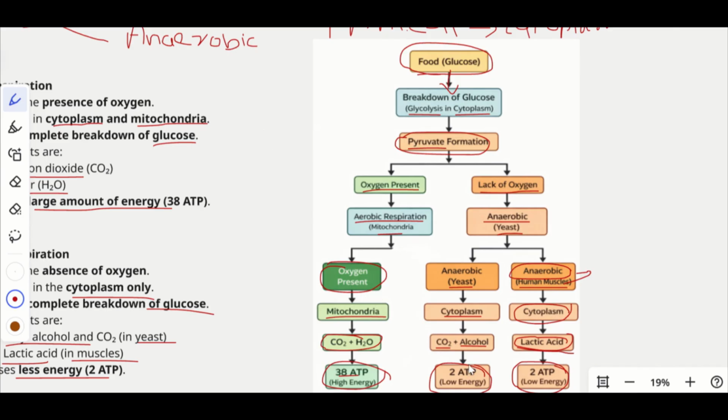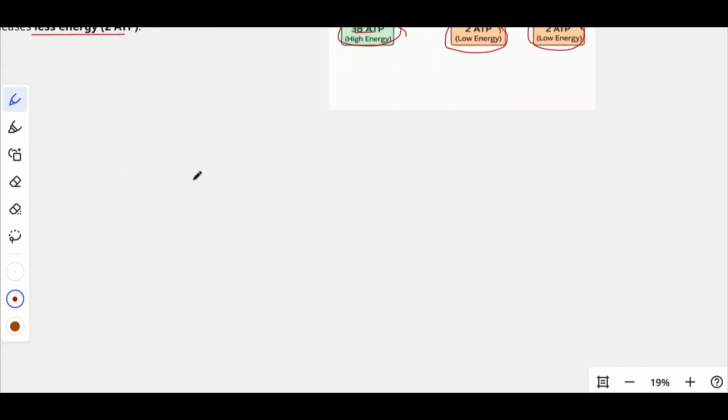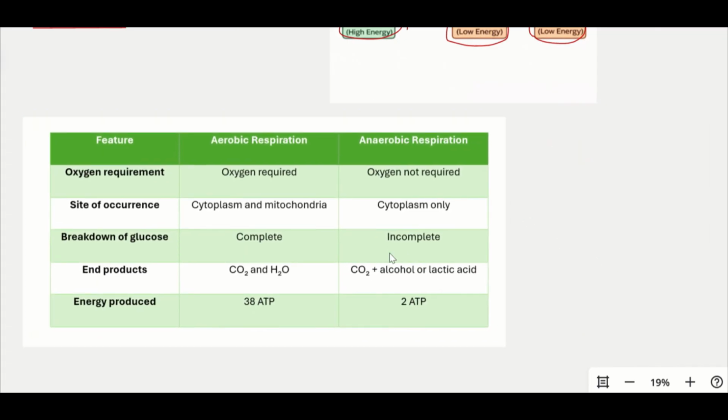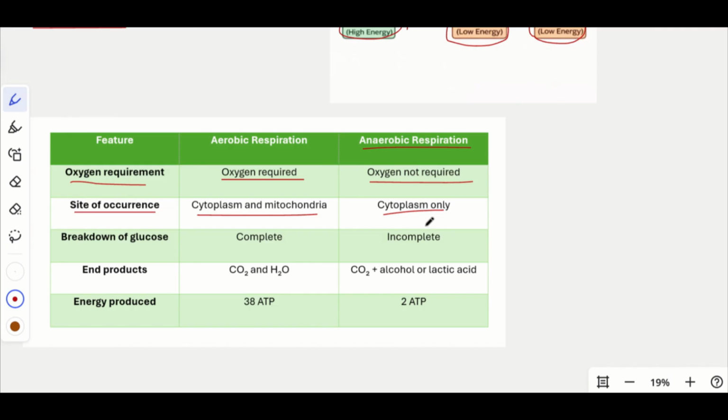So you can use this table for comparing. Okay. So let's see the features. Oxygen requirement: for aerobic respiration, oxygen is required. For anaerobic respiration, oxygen is not required. And where does it occur? It occurs in the cytoplasm and the mitochondria, because the breakdown of glucose is happening in the cytoplasm, right? To the pyruvate form. And anaerobic respiration occurs only in the cytoplasm.